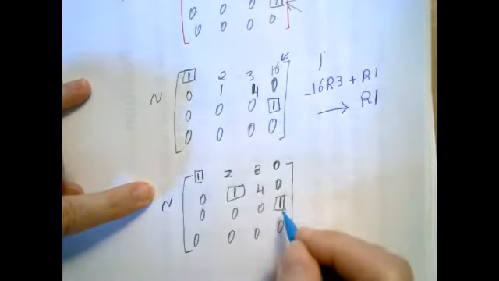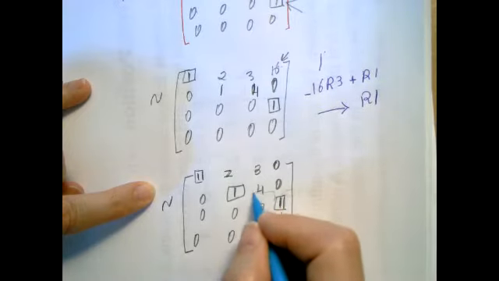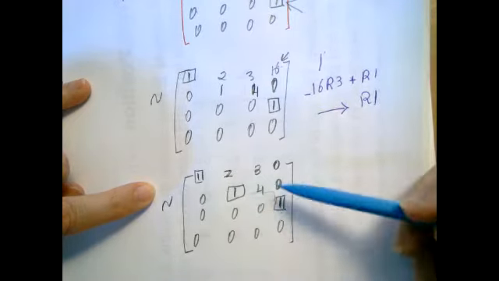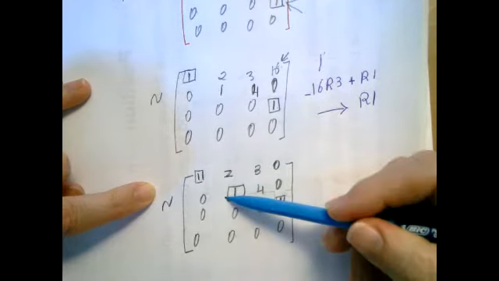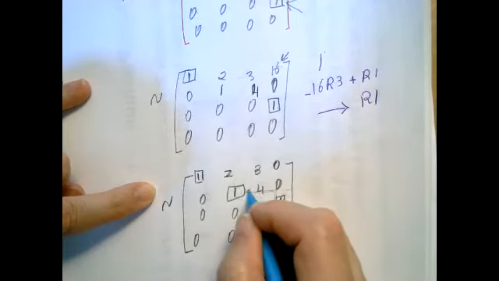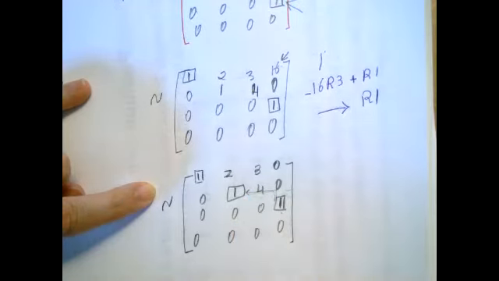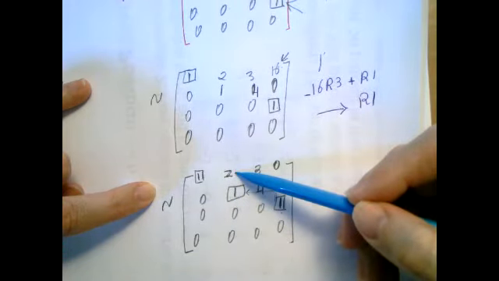So I start with the far right. I use it to create 0 above it. Once I finish, then I move to the left. The way we're moving is bottom to top, right to left, opposite to what we were moving before. So now I move to the other leading, to this one. And I use it to create a 0 right there.